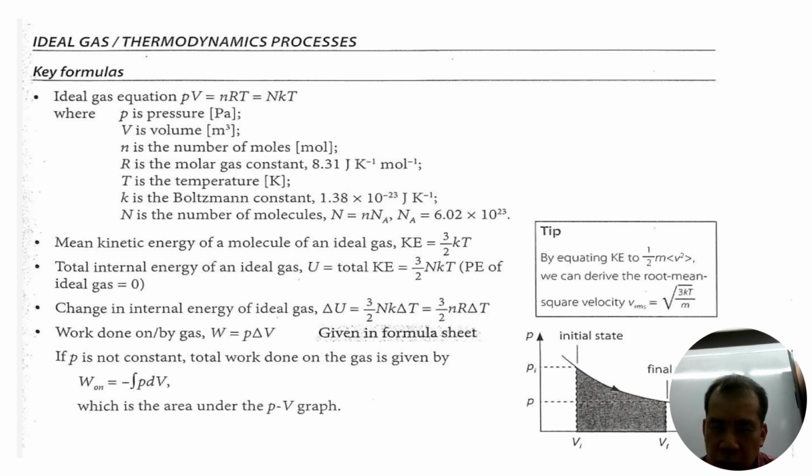Another important equation you have to know is that the internal energy U is equal to 3 over 2 NkT. But this form is not very widely used. We normally use the nR delta T form. So for the change in internal energy, delta U equals 3 over 2 nR delta T. So you have these three equations. Please get to know them.